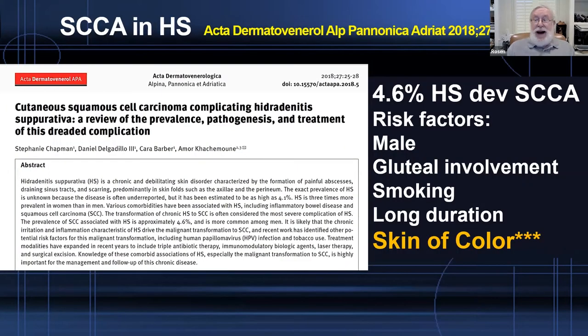And the answer is yes. 4.6%, roughly 5% of hidradenitis patients will develop squamous cell carcinoma. What are the risk factors? Being male, gluteal involvement with the hidradenitis, smoking, the longer the duration of the hidradenitis, and skin of color, particularly African American. So that makes another risk associated with hidradenitis suppurativa that can actually be fatal. And something you should always keep in mind, should one or another of the areas of hidradenitis suddenly look different or feel different or act different than the other more typical spots.